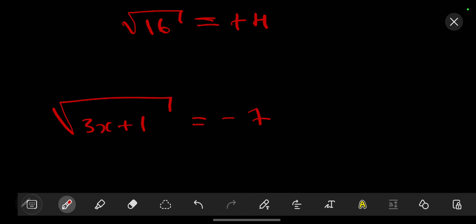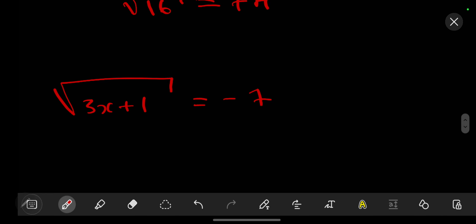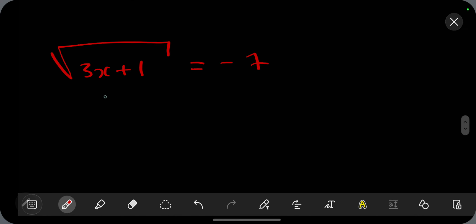Let's say we have the square root of 3x plus 1 should be equal to negative 7. So the key pointer is this. As long as you have a square root and you have a negative this side, it won't work. So let's try. So we have the square root of 3x plus 1.